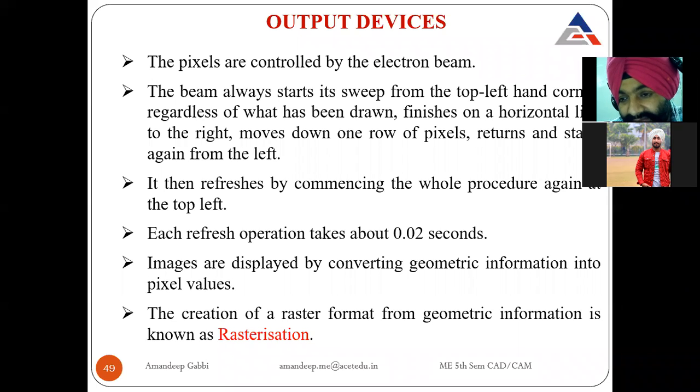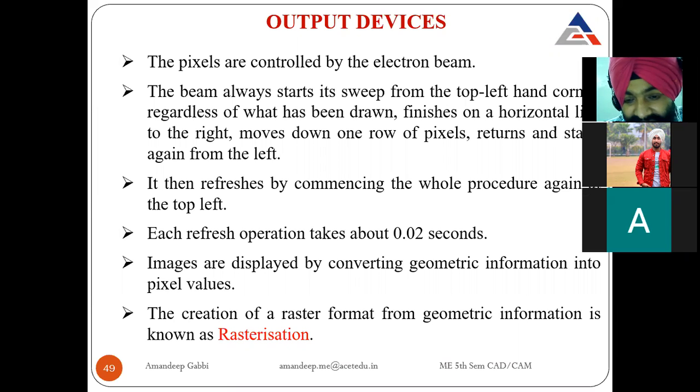You may be asked, what is rasterization? The image that you are able to see on your screen is in the form of pixels or geometric information. What we draw on screen with the help of lines and circles is converted to raster format. The conversion of geometric information to raster format is called rasterization. Sometimes it is asked in the final exams, and some of the MCQs are also based on this.